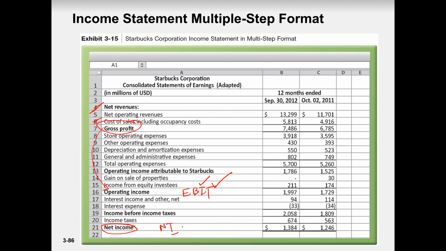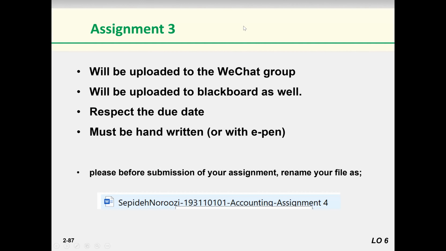All right, everyone, understand? If you understand all the stuff, we have successfully ended our chapter 3. And there's going to be assignment 3. Remember, the deadline is before the class.